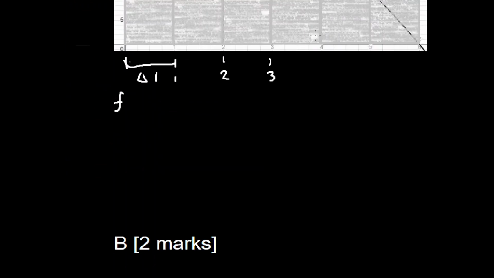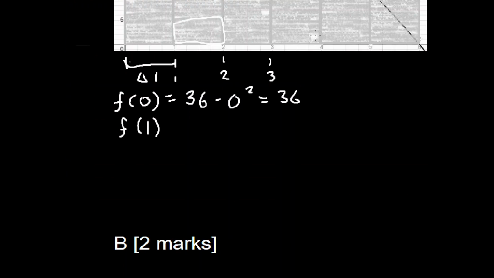So f of 0. Well, that is equal to 36 minus 0 squared, so that is equal to 36. That's like the area of our very first rectangle. Now, when you find f of 1, that gives us our second rectangle, that's kind of the area at the top there for the second one.